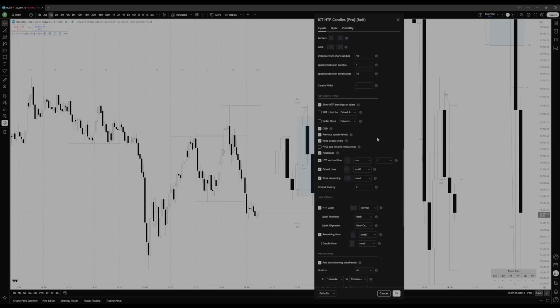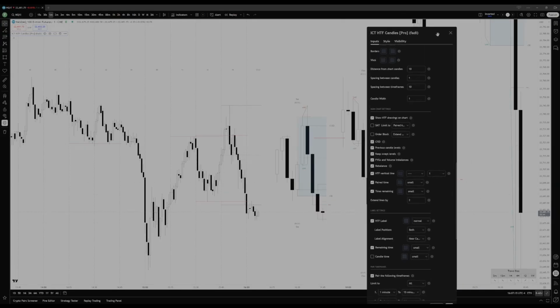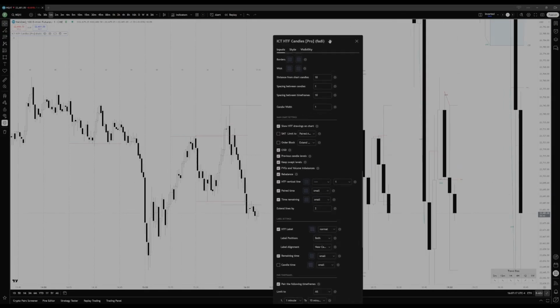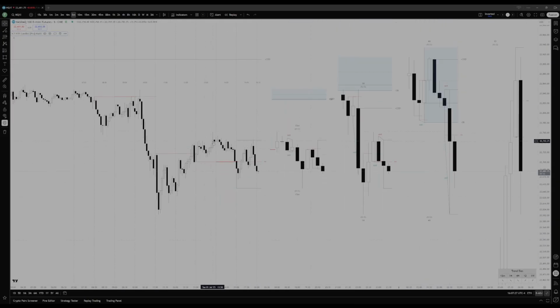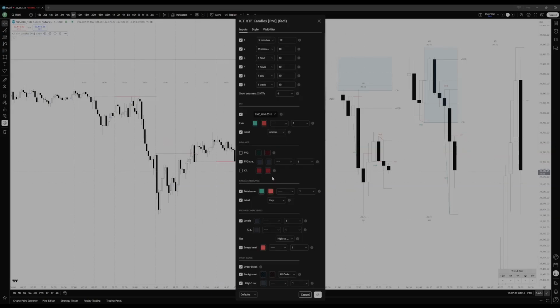The next one is the fair value gaps. You can overlay the higher time frame fair value gaps over the current one. We don't have one for 1 minute. Take a look at 1 hour. Oh, we have them disabled. So let's go back and enable the fair value gaps.